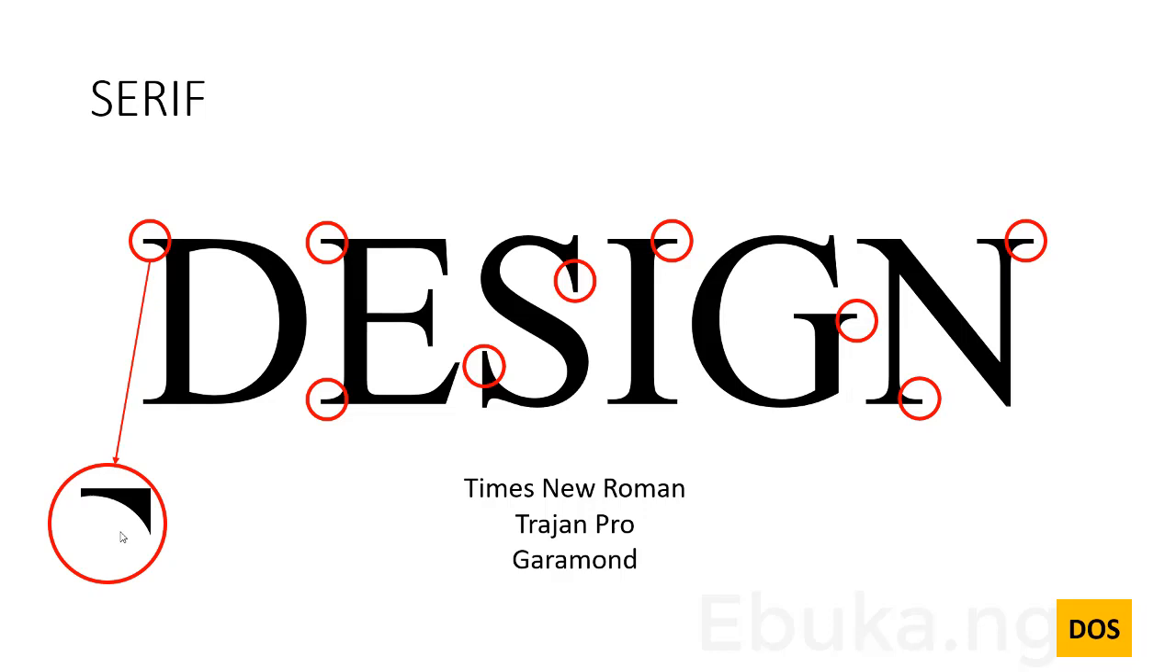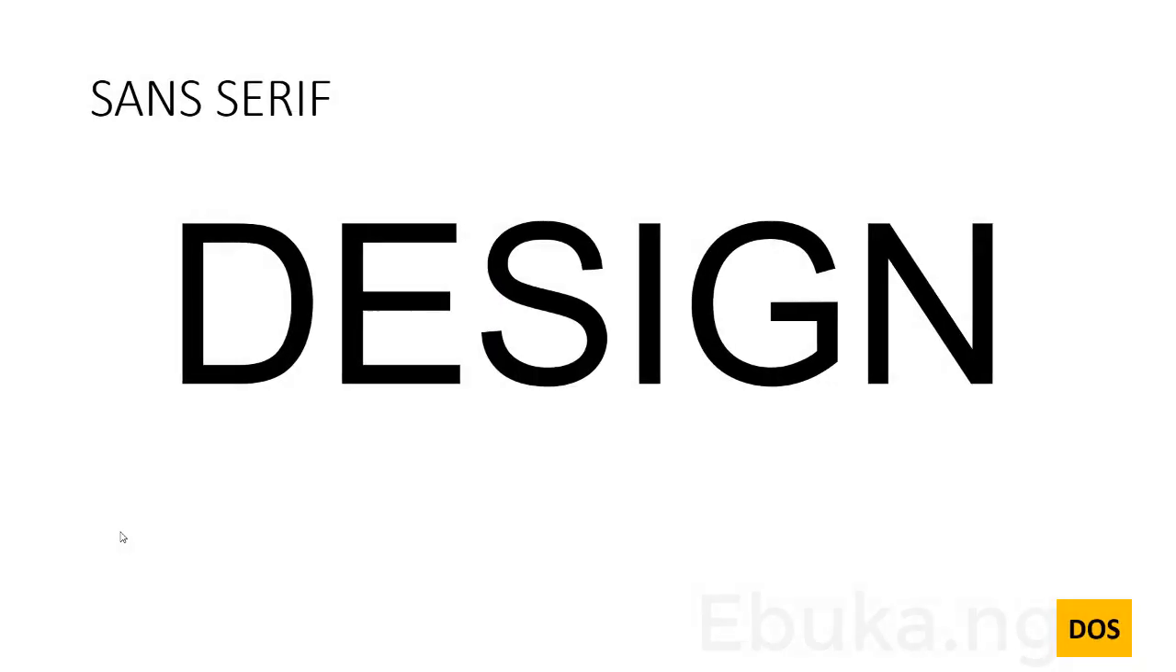Good. So the next one we're going to be looking at is the sans serif fonts. The word sans means no, or without. So when you say sans serif, it doesn't have a serif. Now this is an example of a sans serif font. As you can see, if you look at this text design, you can see there are no serifs around it. So this is a sans serif font. These fonts are more modern. They are more modern fonts.